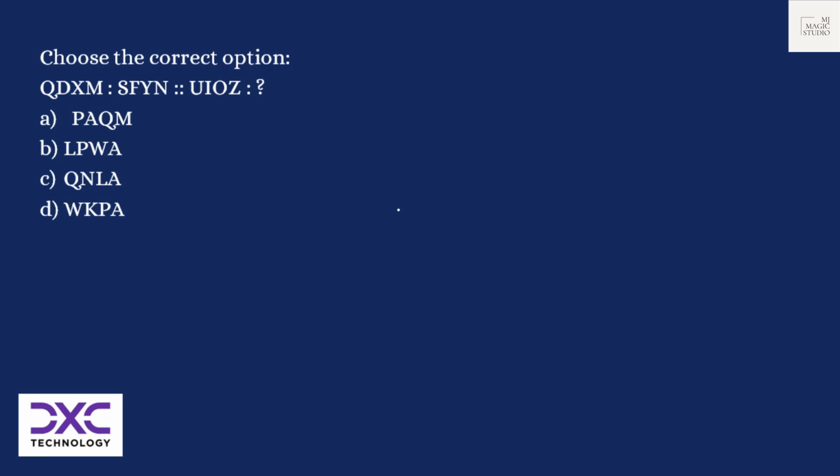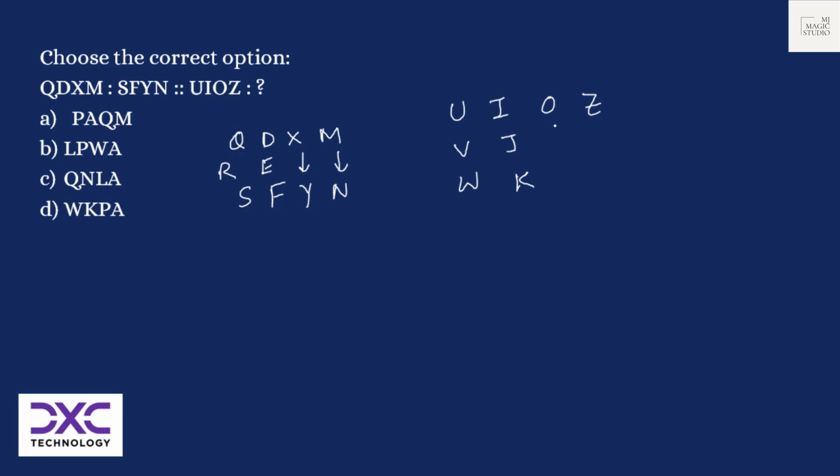Okay, so next one is from coding-decoding analogies. These kind of questions are quite regular, and in any online assessment exam you will find these kind of questions. The very easiest way is to just identify the pattern and then apply it. After U, we have V, W; after O is P, and after Z in a circular alphabetic letter order will be A. So it should be W, K, P, A, and that we have in option D.